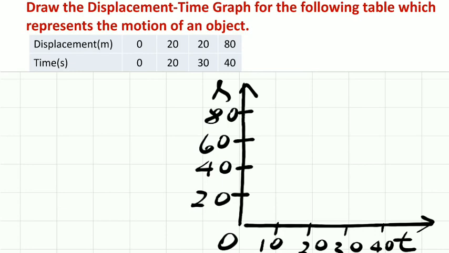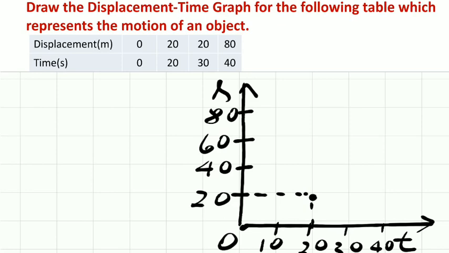Now watch the table again. When the time is 0, the displacement is 0. It means this is that point where the displacement is 0 and time is also 0. This is the point. Next thing, the displacement is 20 and the time is also 20. So watch here, the displacement is 20 here and the time is 20 here. So meet them. We get this point.